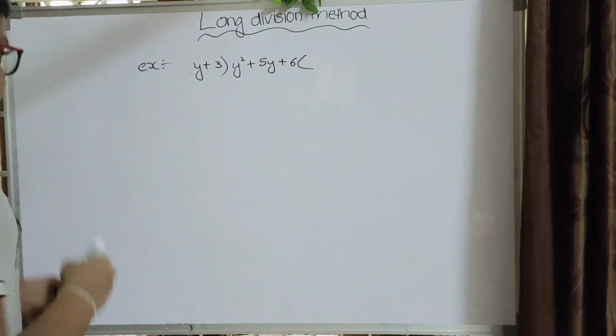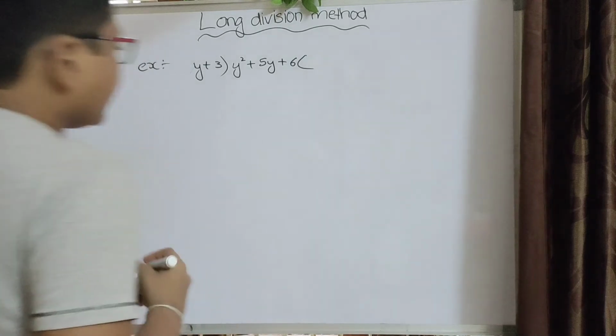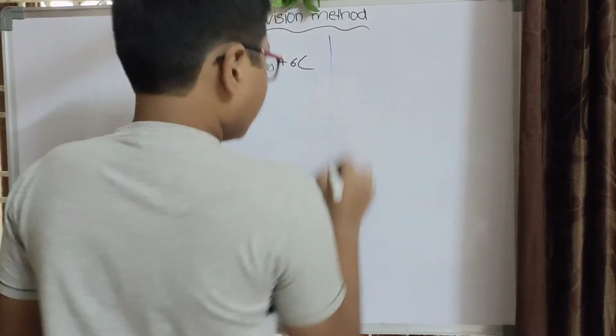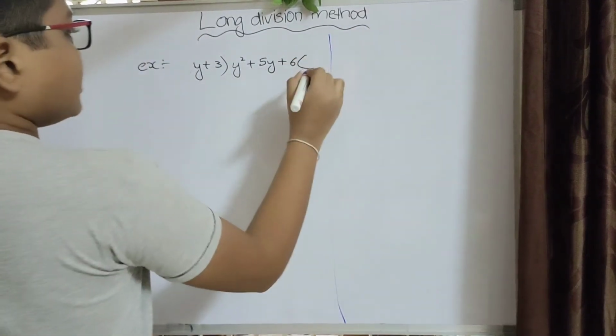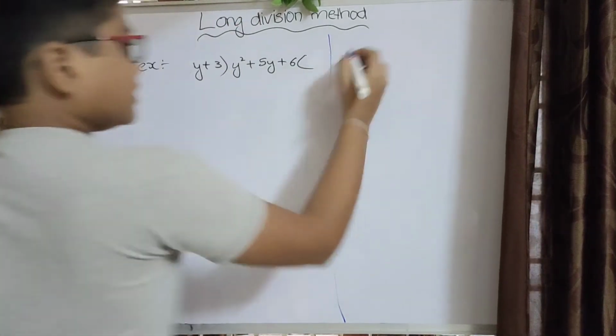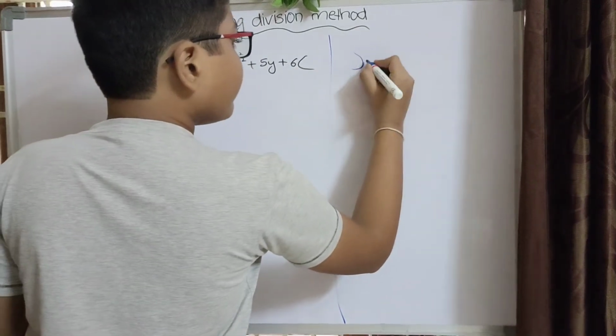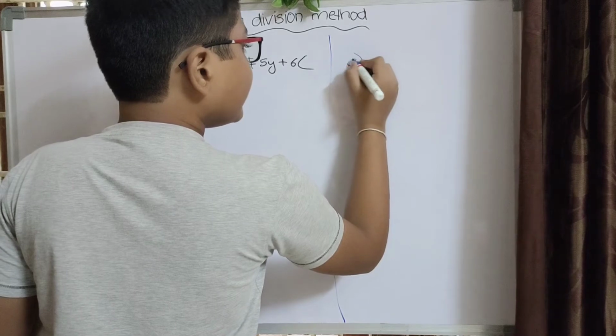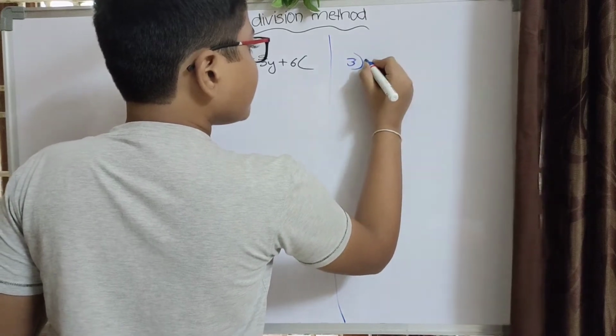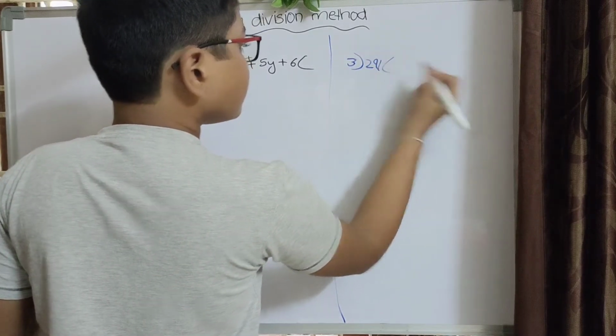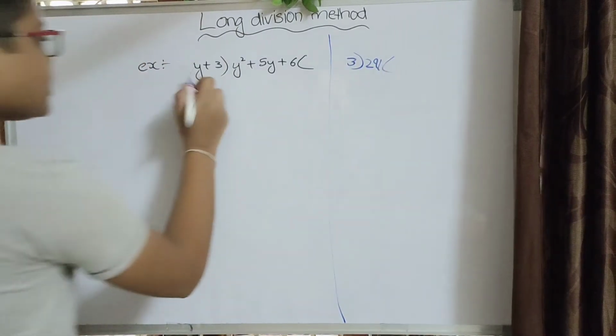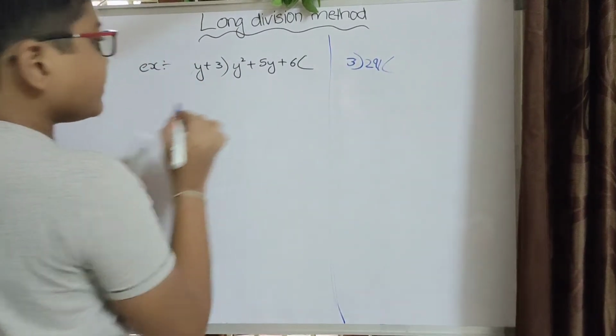Now here we'll take another example also. This is dividing polynomials. Let's do it. First, here y plus 3 is there.